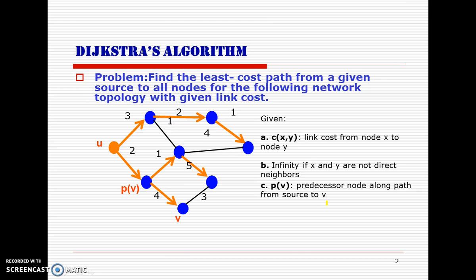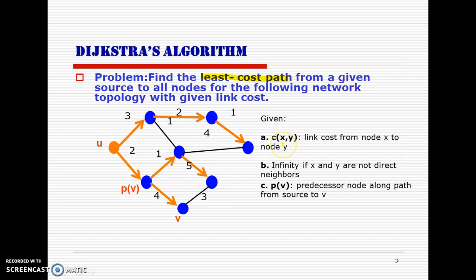Now the problem is to find the least cost shortest path from a given source to all the nodes for the following network topology with given link cost. So this is the particular graph, where u is the starting node and v is the destination, with each edge having a cost, and that is called the cost path of this network topology.